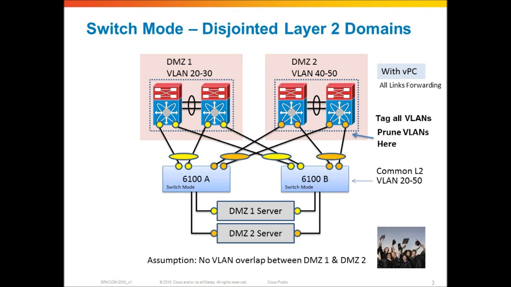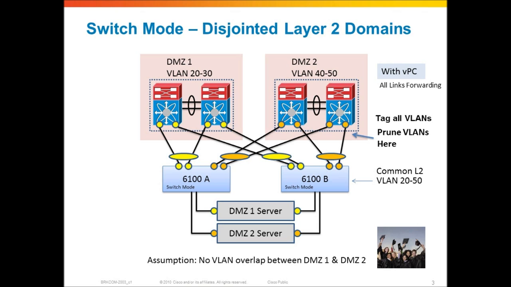Now when we're in switch mode, the uplinks are forwarding for all VLANs. This is not something that we can prune at the Fabric Interconnect. So to create the separation here, we need to make sure that we are pruning VLANs at the upstream switch and that we're tagging for all VLANs.